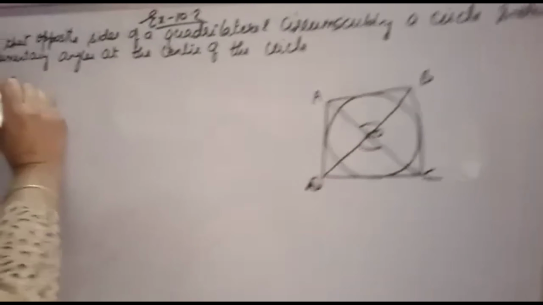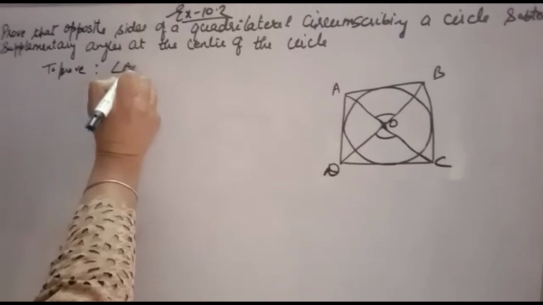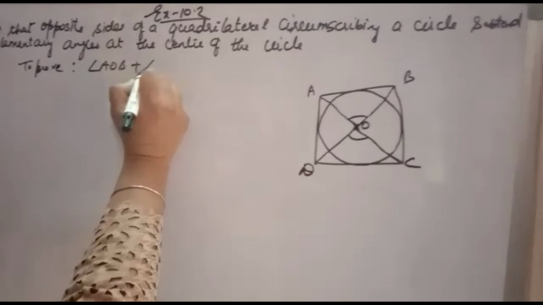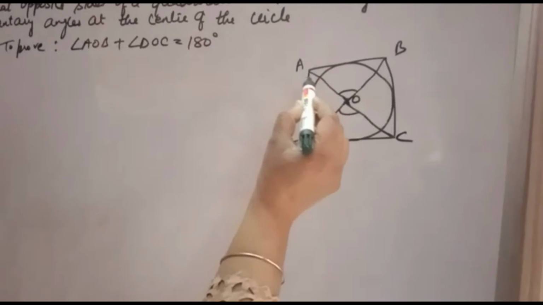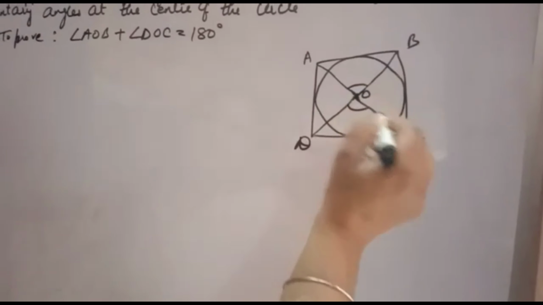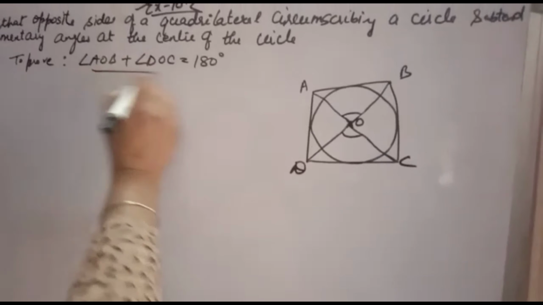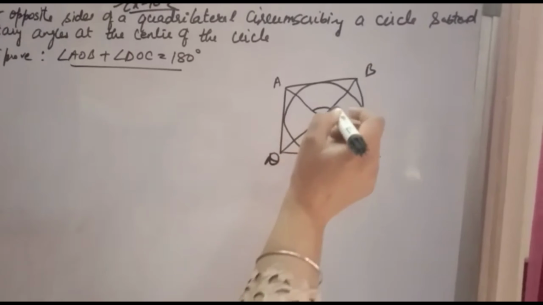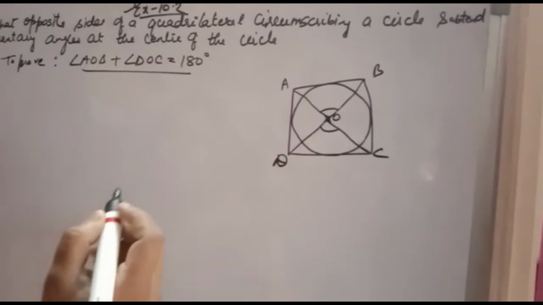So you have to prove that angle AOB plus angle DOC is equal to 180 degrees, or you can prove this also, that angle AOD plus angle BOC is equal to 180 degrees. So I am doing this. You can do this also, that angle AOD plus angle BOC is equal to 180 degrees. Very easy question, important also.